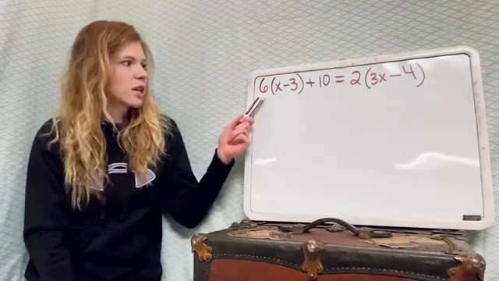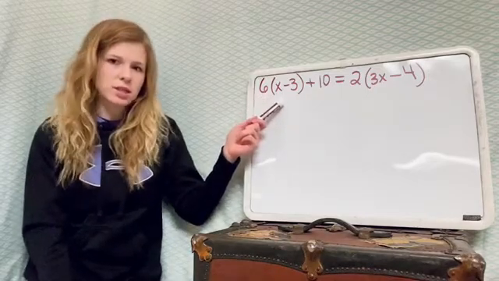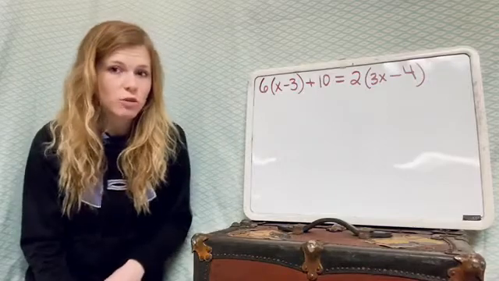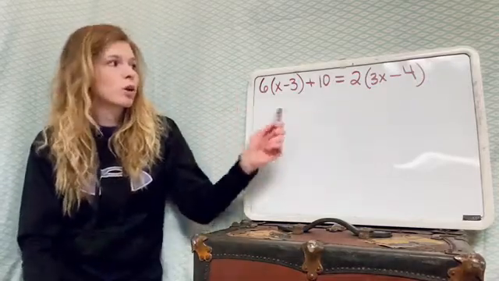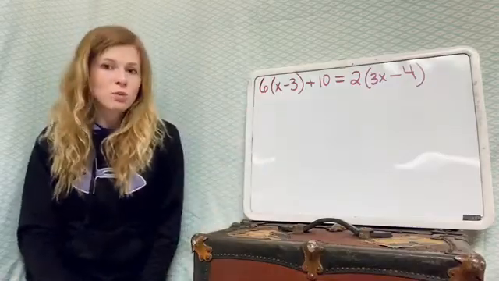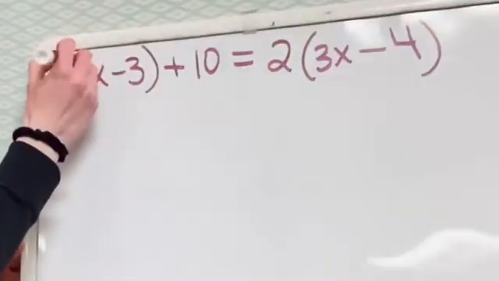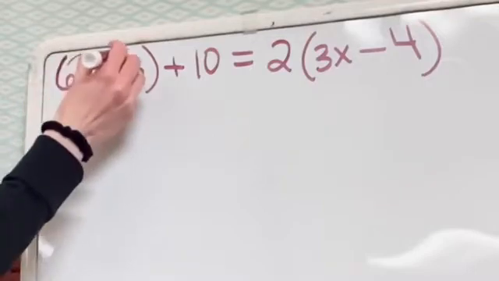The first thing that I see that I need to take care of are these parentheses. I see that there is a number on the outside of the parentheses. This makes me think of the distributive property. So that's what I'm going to do. I'm going to go ahead and rewrite this equation by using the distributive property, distributing the outside number to the inside.